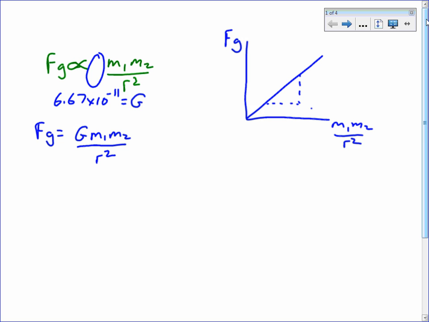So this equation we can use to determine the gravitational force between any two masses, provided we know mass 1, mass 2, and the distance between their centers of mass.